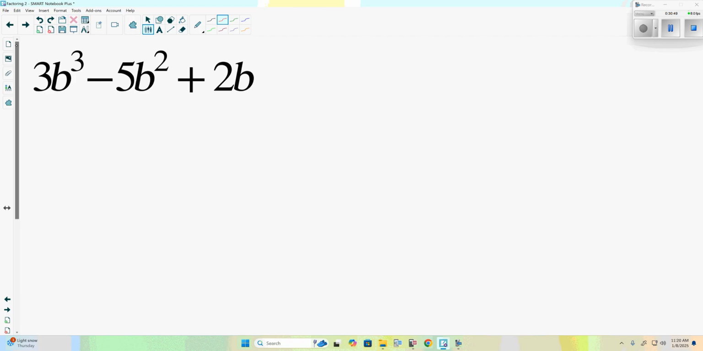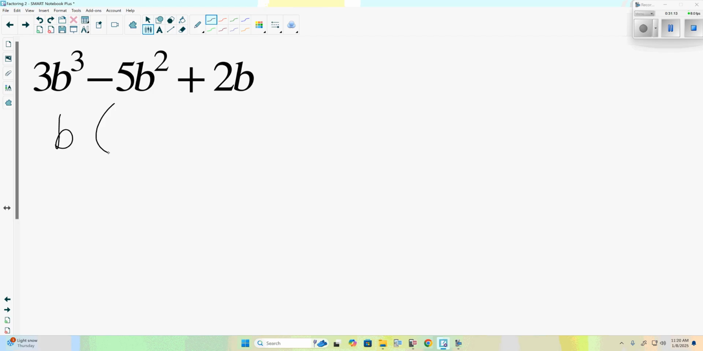Let's look at this one here. 3b cubed minus 5b squared plus 2b. Is there a greatest common factor? B. Here we don't have a greatest common factor as a number, but the variable b can be factored out. All right, guys. Variable b can be factored out.